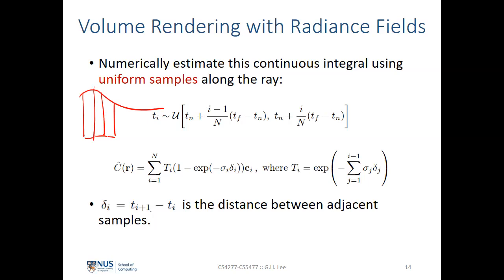The transmittance here is given by this equation, and then there's a second term here, which is 1 minus the exponential of this term. Ci here would be the output. Basically, Ci and sigma i are the outputs of the MLP, which we talked about just now. And you can dump them into this equation. Once you get n samples along that ray, you will be able to render it into the color.